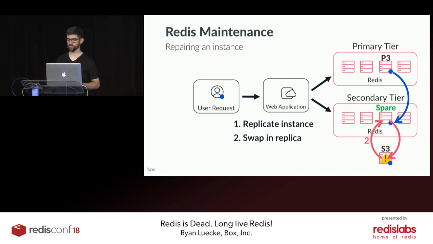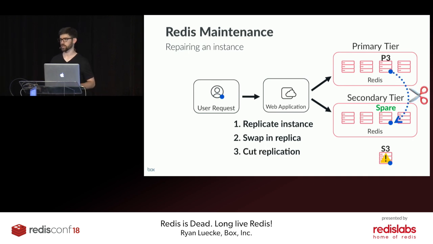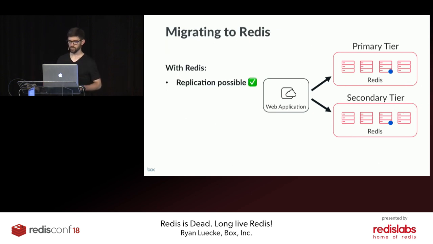It's out of traffic. We still have replication flowing between P3 and the spare. And as long as that's happening, writes are not accepted by the spare from the application. So we need to cut replication. And now at this point, both servers, P3 and the spare, are taking traffic and are receiving writes. And our S3 node is now out of traffic, and we can do maintenance on it. That's great. So we were able to solve this hugely painful problem in our maintenance process.